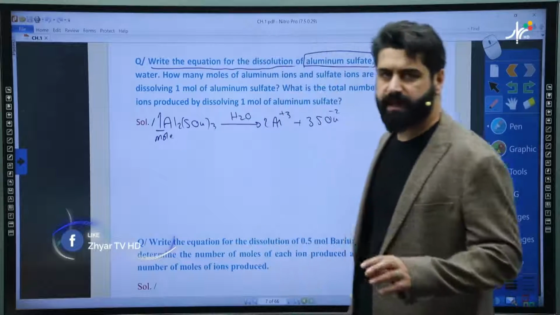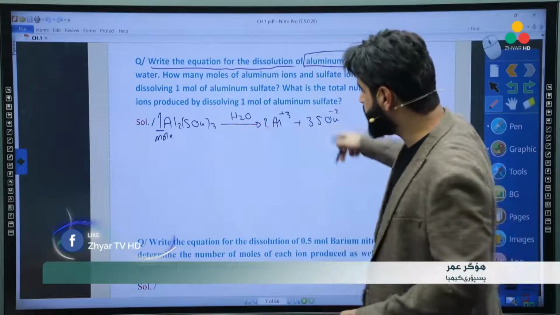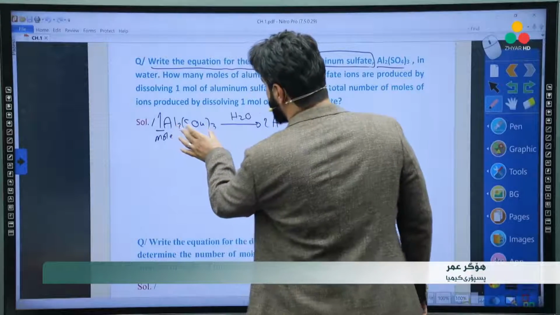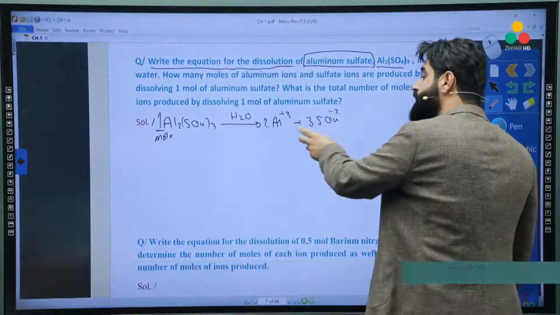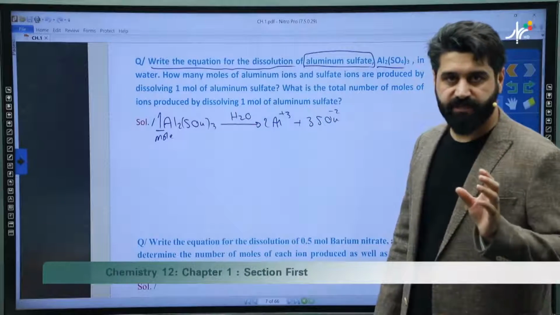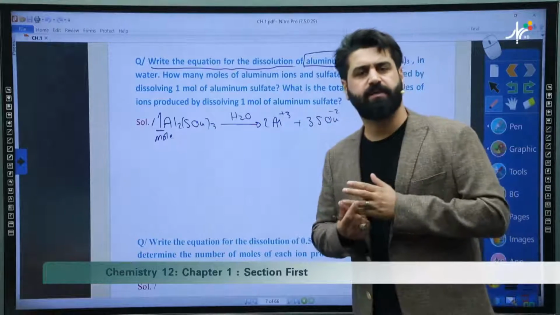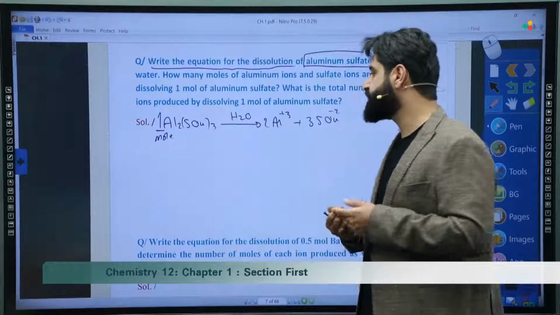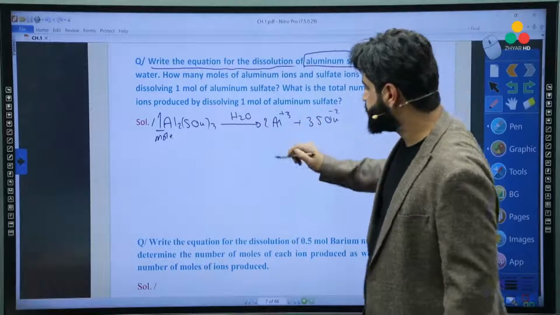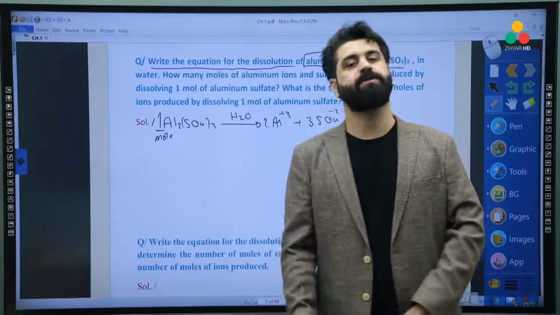Write the dissociation reaction for 1 mole of a compound. Firstly, you have to know how many ions 1 mole of the compound yields, with the number of each individual ion. First step, write the dissociation reaction for 1 mole of a compound. Then make a calculation for that reaction.